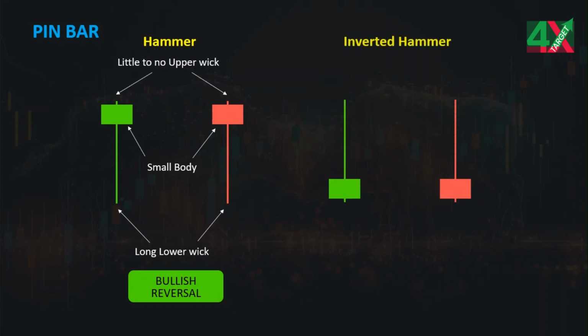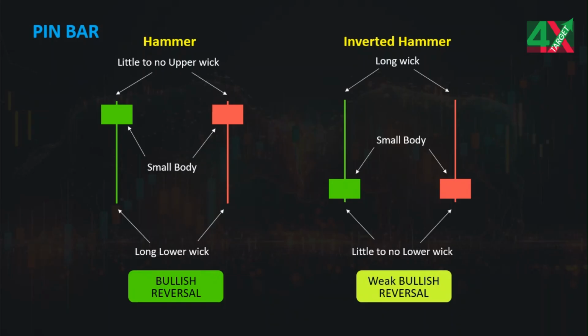Closely related is the inverted hammer, which forms a small body near the lower end of the candle with a long upper and little to no lower wick. This pattern indicates that buyers attempted to gain control early in the session but faced selling pressure. While still a bullish reversal signal, it is generally considered weaker than the traditional hammer and requires confirmation from the next candle to validate the reversal. It becomes more reliable when it appears at or near a strong support level.